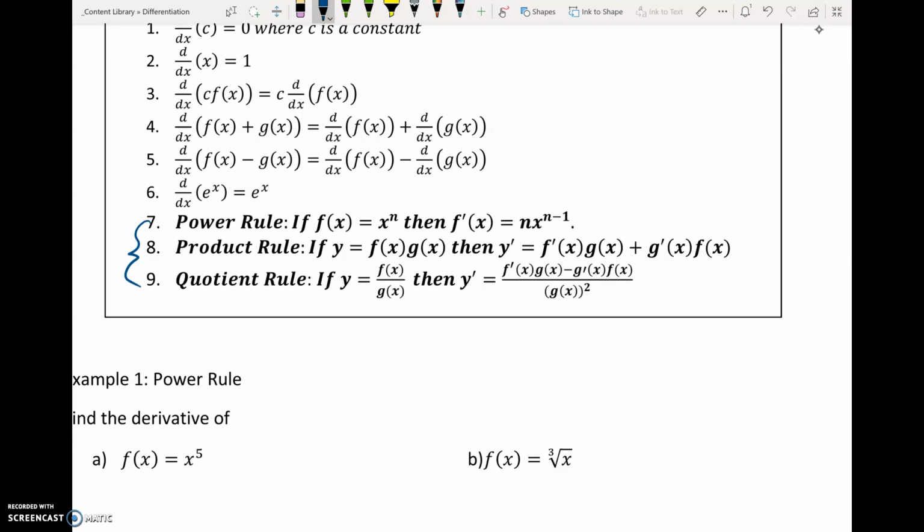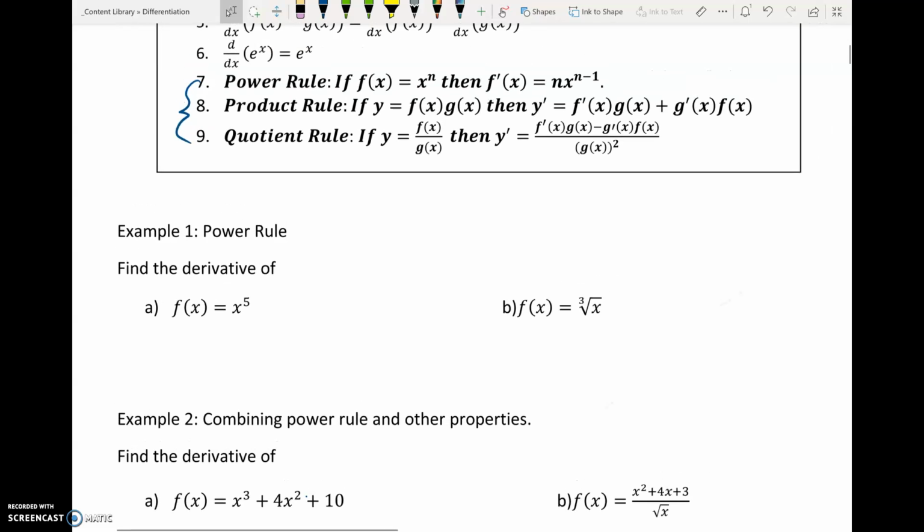So for your product rule and quotient rule, they're not going to give you a formula sheet or any of these rules on the AP Calculus exam, so you do need to know them. And hopefully you're just going to use them time and time again enough that it's kind of embedded in your brain anyway.